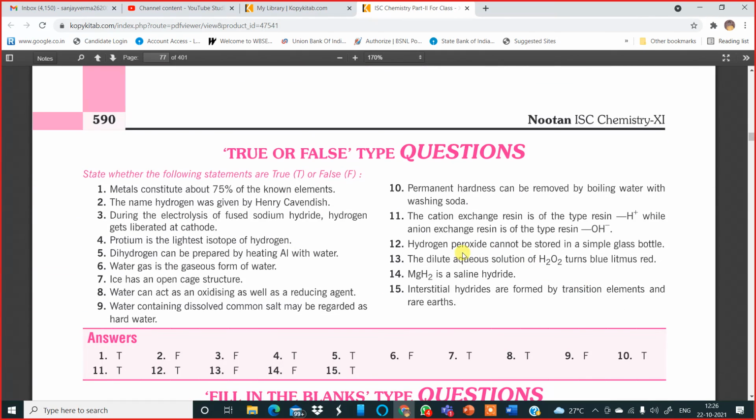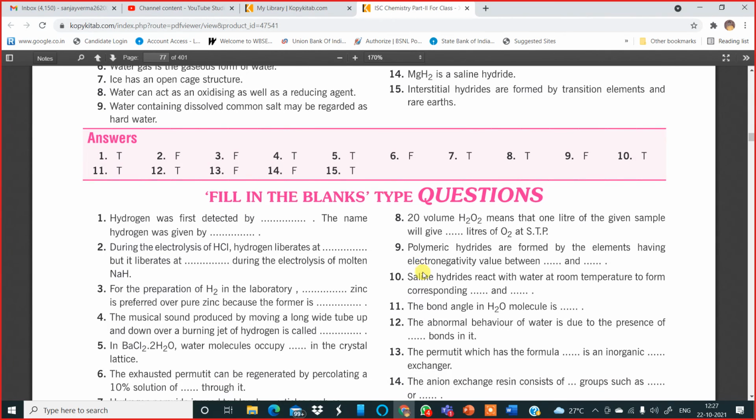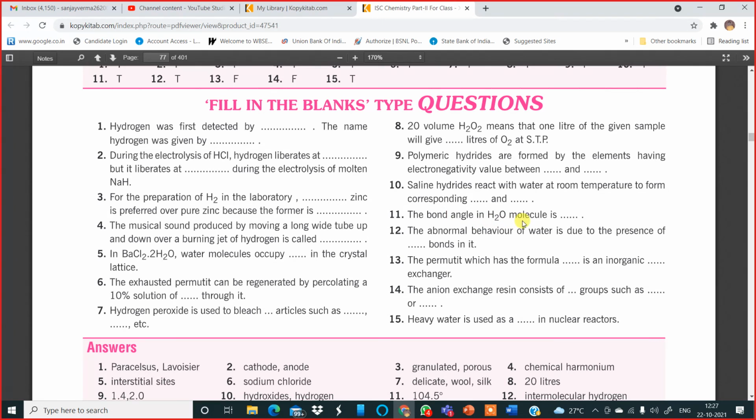And then there are some true and false questions, 15 of them. Answers are already given, so what is true and what is false, you can get the idea from there. For example, number 15: interstitial hydrides are formed by transition elements. It is true. And then there are some fill in the blanks which will help you in your multiple choice questions as well.